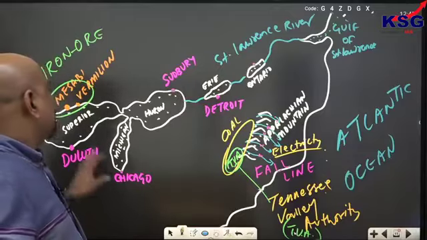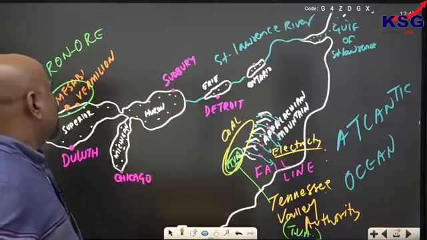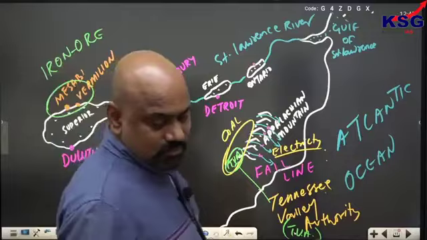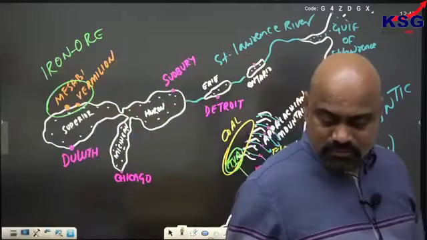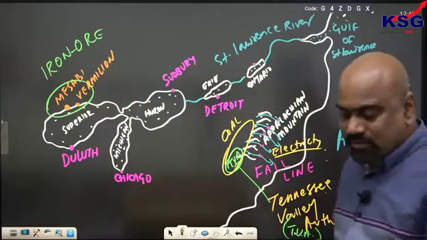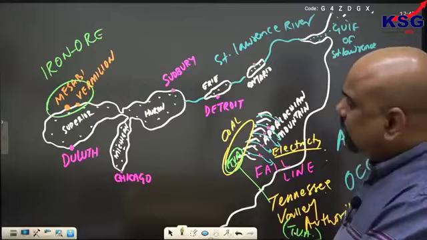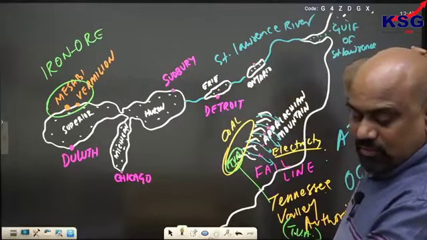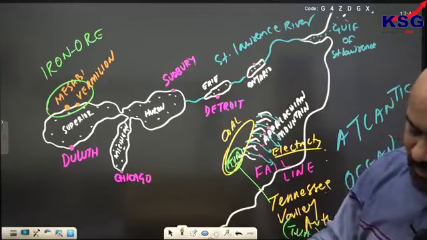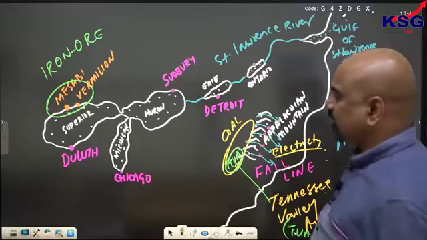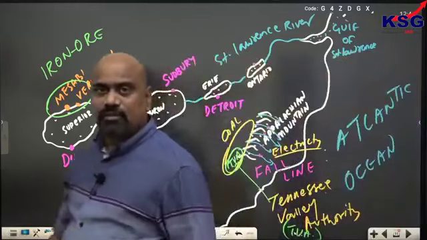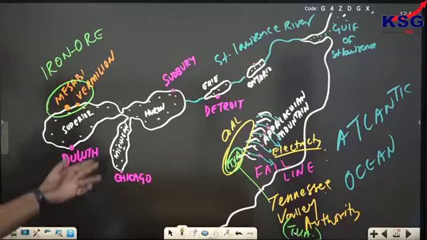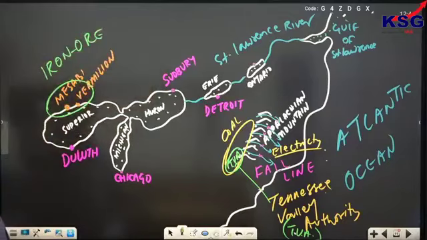I would like to tell you that this particular region, Superior, Michigan, Huron, Erie, Ontario, these are the 5 lakes. These 5 lakes are definitely very, very important. These 5 lakes are glacially originated. The world's largest freshwater lakes are Superior, Michigan, Huron, Erie, Ontario. There are 5 lakes.